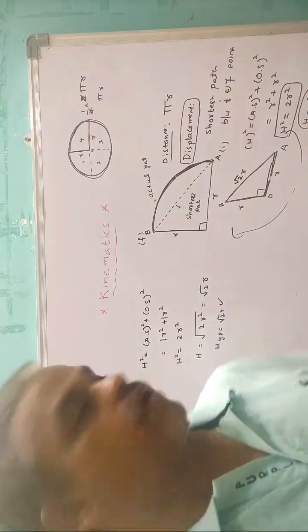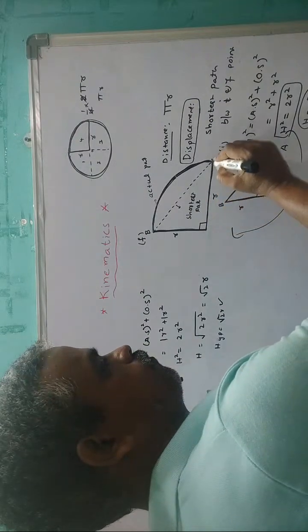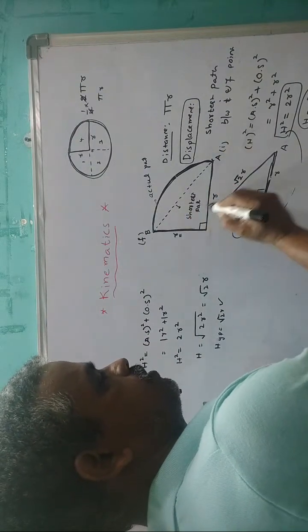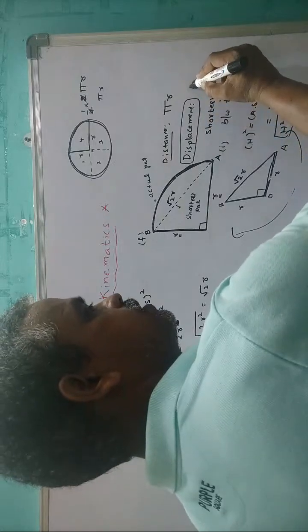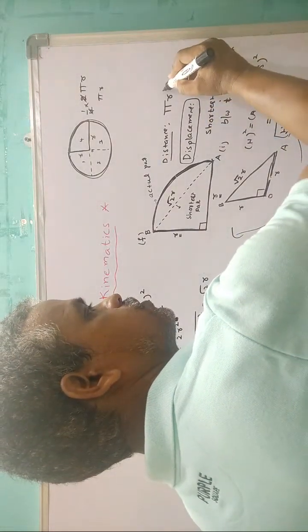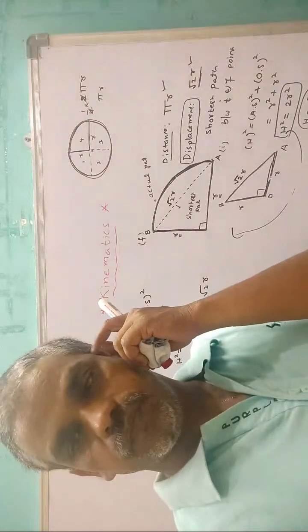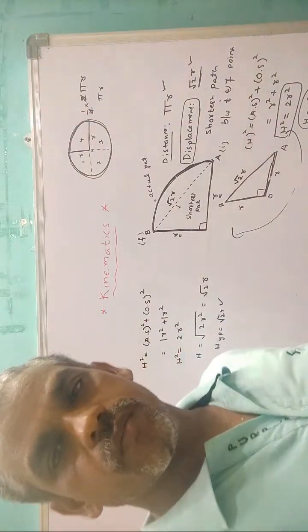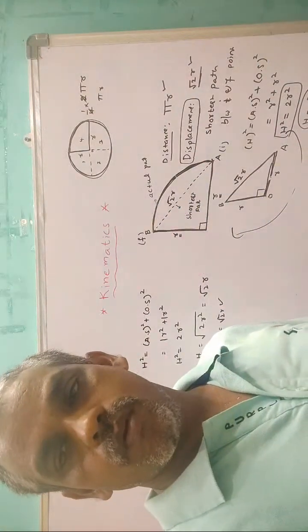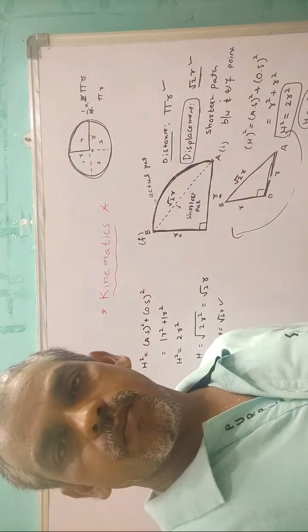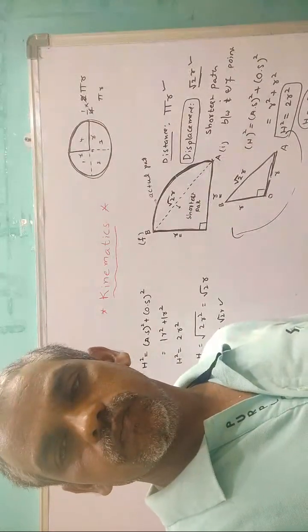Okay. Now this is the right angle triangle. This will be r. This is already r. So this becomes root 2 r. So what is the displacement here? Root 2 r. Distance is pi r. Displacement is root 2 r. This is the right answer. Now it is okay. Yes or no?